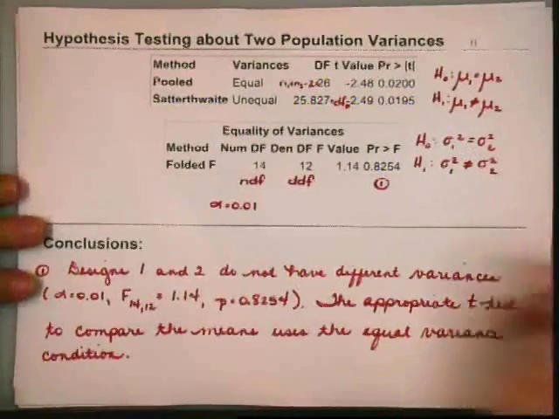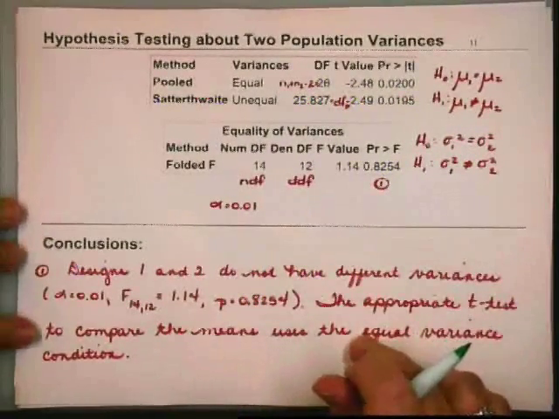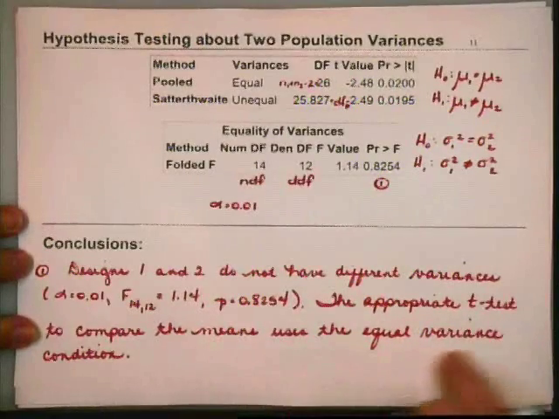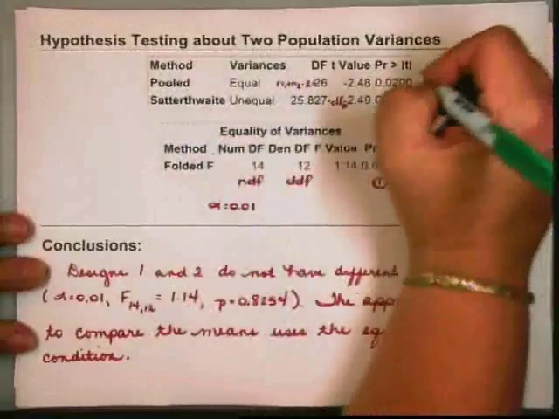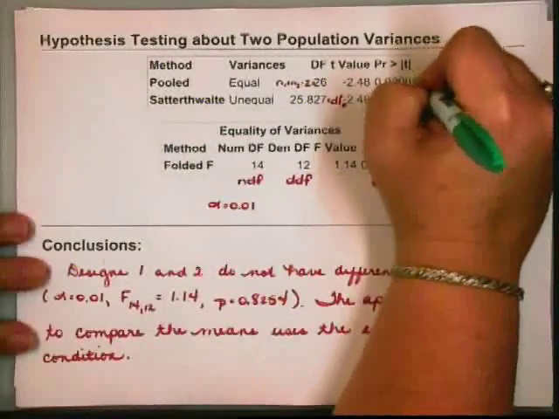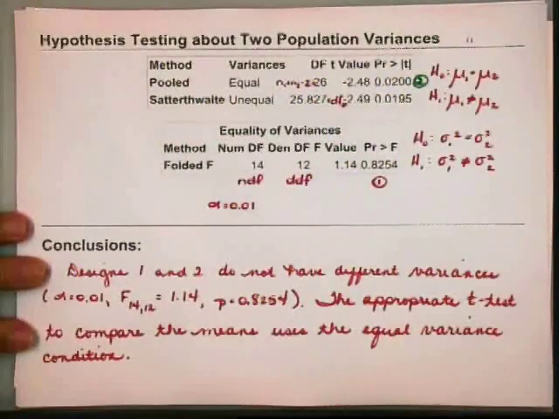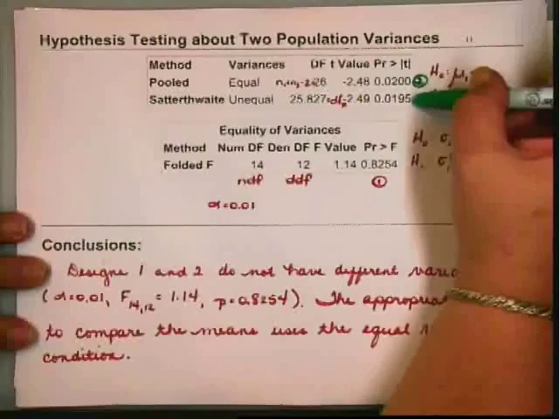Okay. Then, based on this, the appropriate t-test to compare the means uses the equal variance condition. That means we want to come up here, select the equal variance condition, and then this one in here is the one that's appropriate to read. If we had concluded that the variances are different, then step 2 would be the second one in the first table.